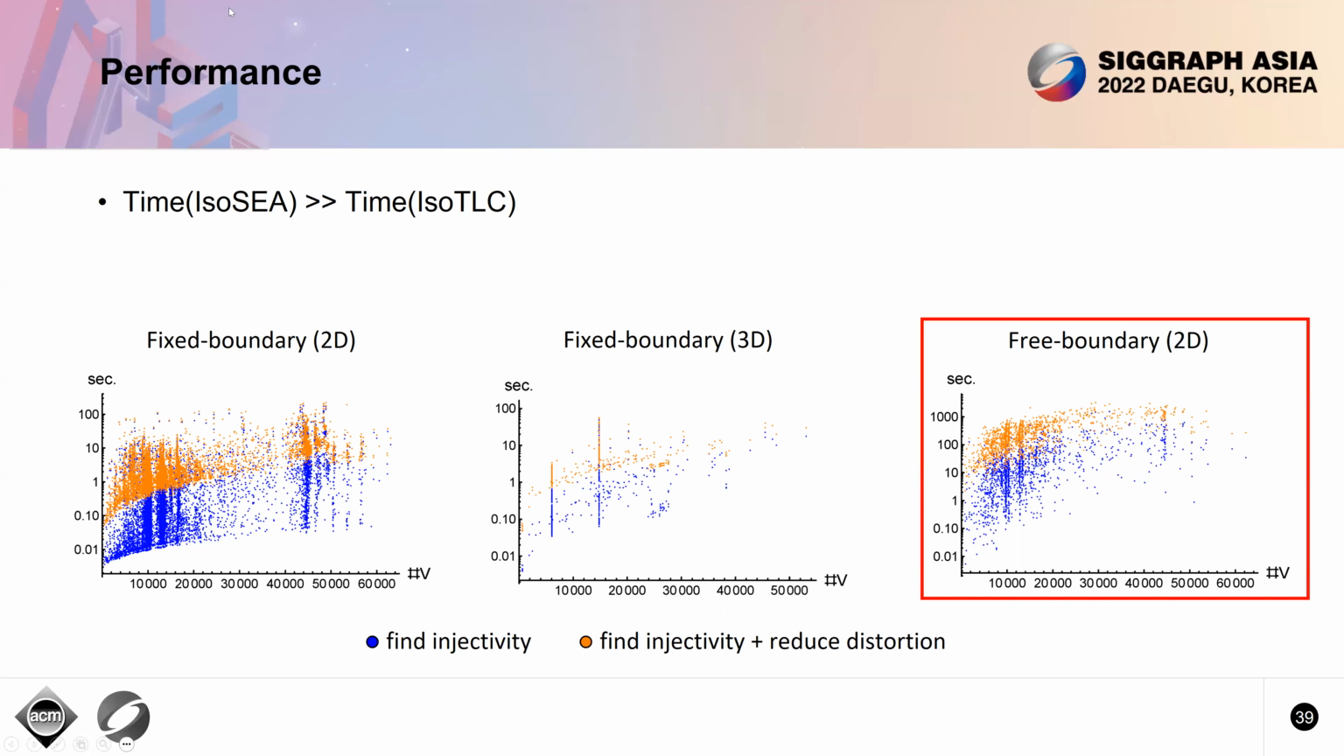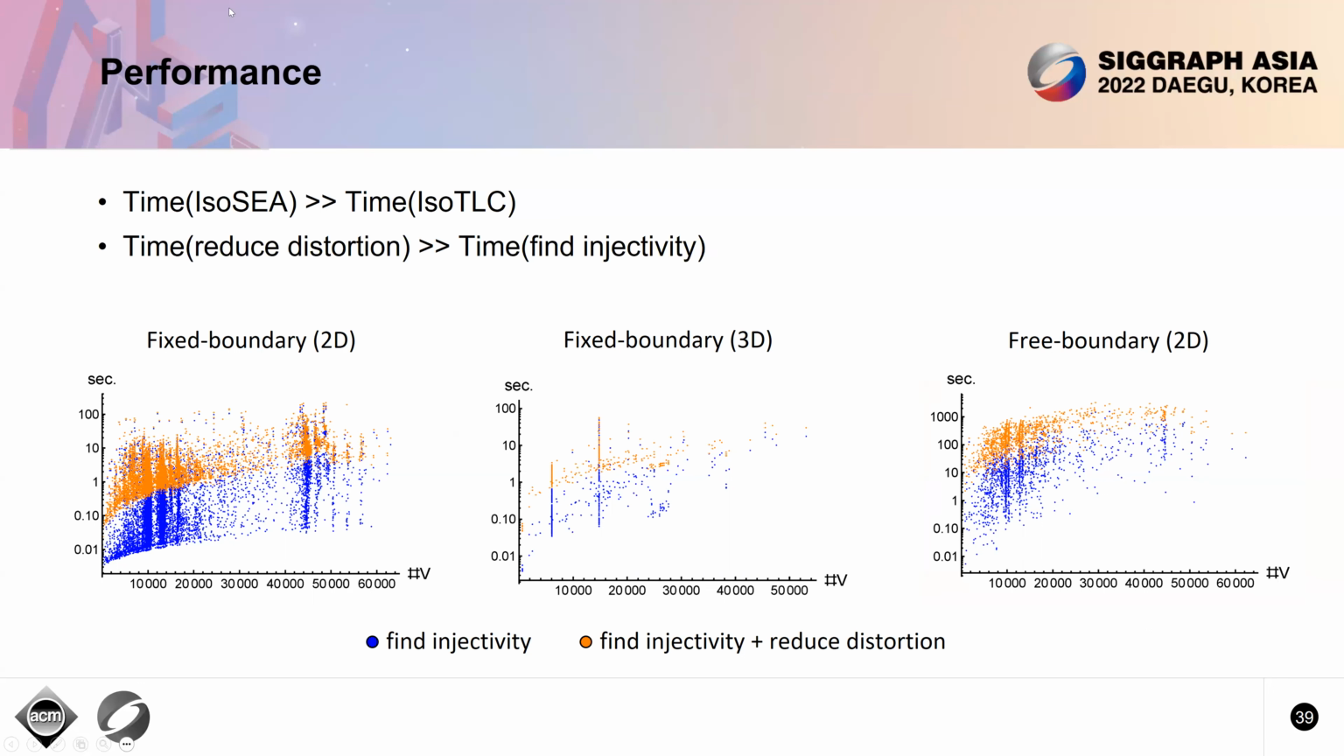Iso-ICEA for free boundary mapping takes much longer to minimize than IsoTLC, as it needs to compute the arc occupancy term, which involves a global intersection computation of circular arcs. Notice that reducing distortion usually takes much longer than finding an injective map, as it only terminates at energy convergence, or the maximum number of iterations.